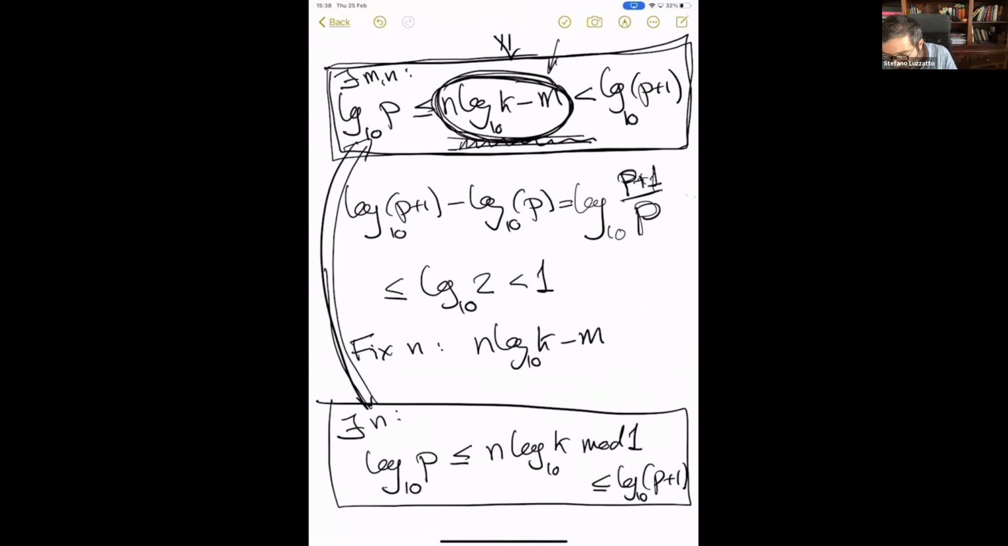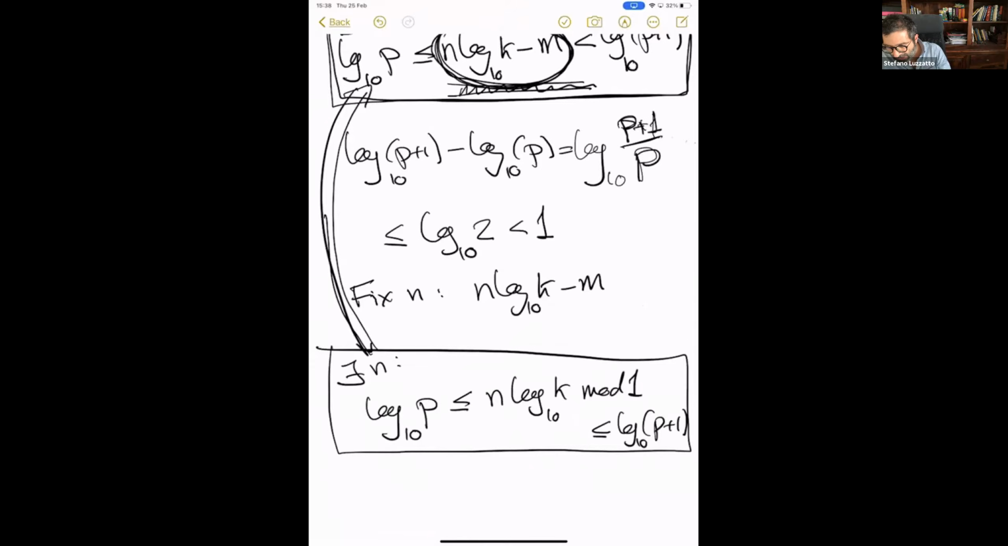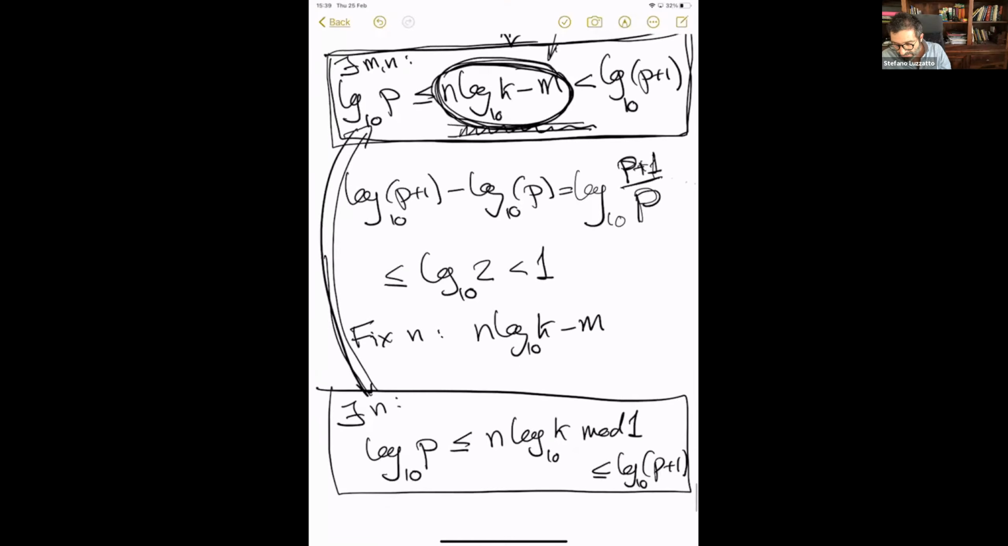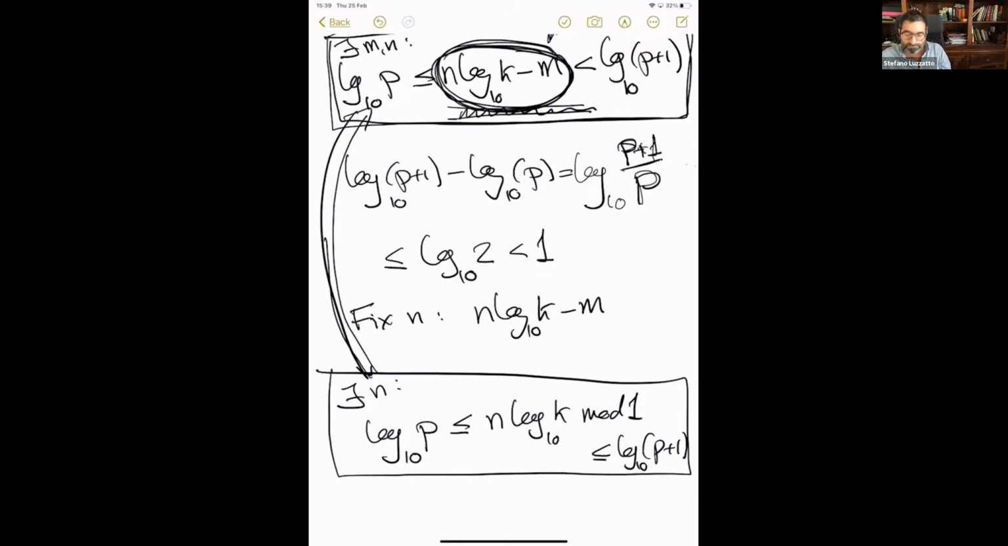So you see, writing that there exist m and n such that n log base 10 of k minus m is squeezed between the two numbers is the same thing as saying n log base 10 of k mod 1 is squeezed between these two numbers. Because we are subtracting m, but we can choose m whatever we want. So we take m, the integer part, and then that just means it's n log base 10 of k.